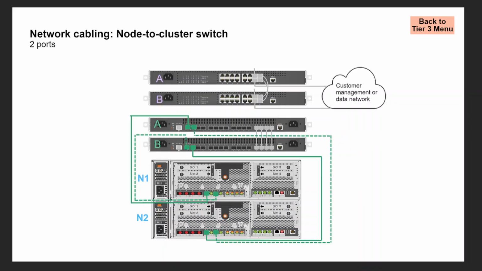Not all FAS systems have on-board 10 gigabit ports. Many require two 10 gigabit Ethernet PCIe cards. The primary connection comes from the A port of the first card, and the redundant connection comes from the A port of the second card. Follow the cabling documentation for the FAS or AFF systems that you are installing.